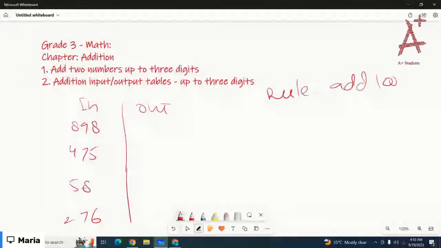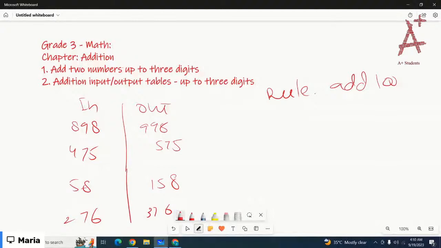Yes, it would be 898 plus 100 is 998. Then 475 plus 100 is 575. Then 58 plus 100 is 158. Then 276 plus 100 is 376, right? So you have to add 100 to each input value to complete the output values, right?